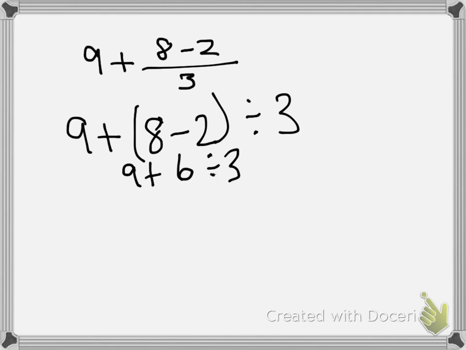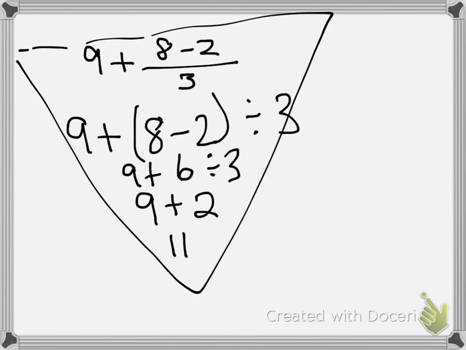6 divided by 3 is 2. Bring down my plus 9. And that's all I have left. So 9 plus 2 is 11. And there is my pizza with my pepperoni answer.